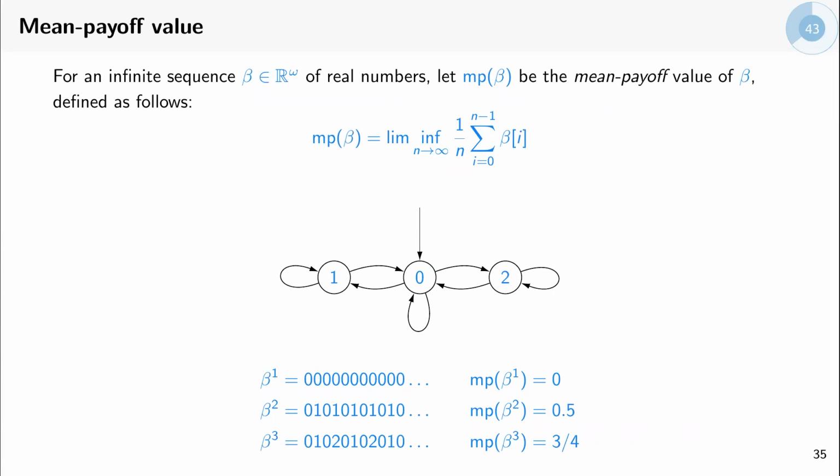And we also have mean-payoff value. Mean-payoff value is essentially the limit infimum of some limit average. Suppose we have this kind of graph. The mean-payoff of staying here forever is 0. But if we move between 0 and 1, it will be 1/2, because we have 2 states here, right? And if we move here, here, here, and here, we have (1 + 2)/4, so 3/4.